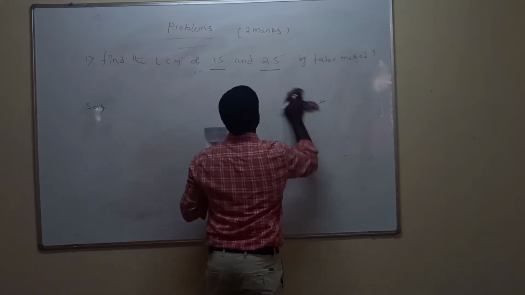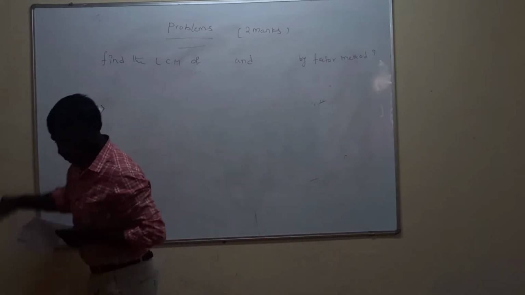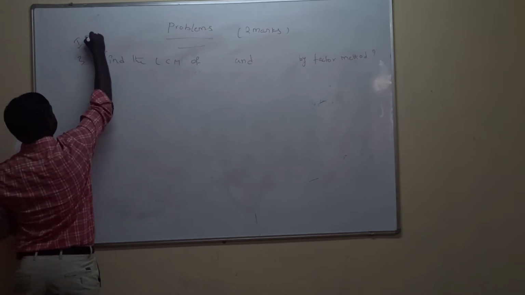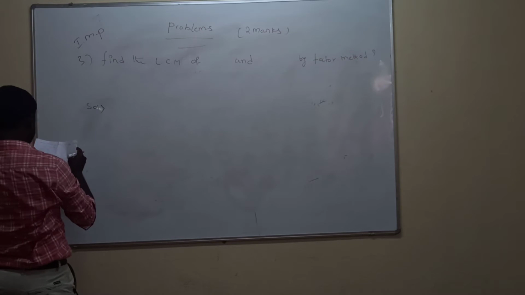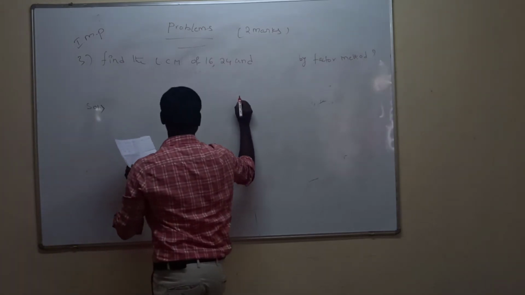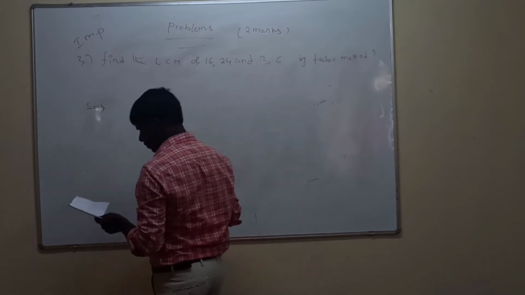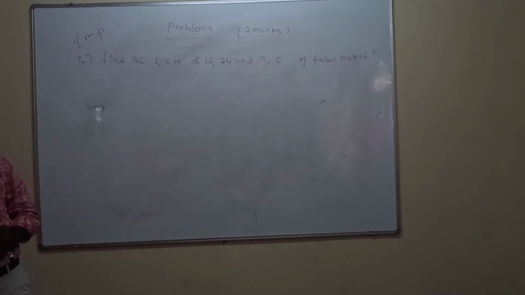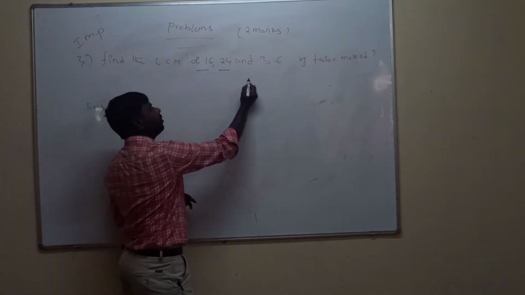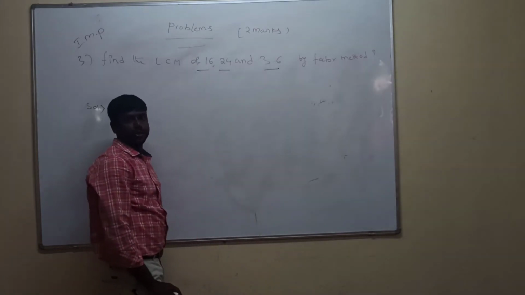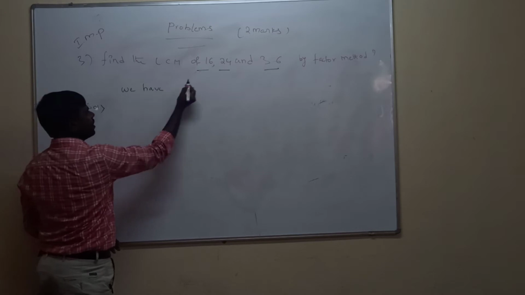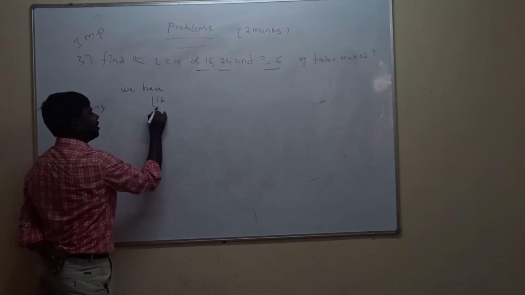A very important third question: how to find the LCM of 16, 24 and 36 by the factor method. Same as the previous question, we do the same here. The first number is 16, and we use the division method separately.